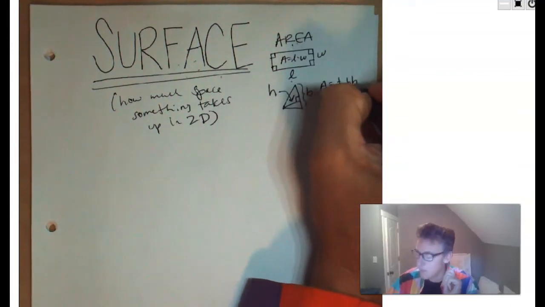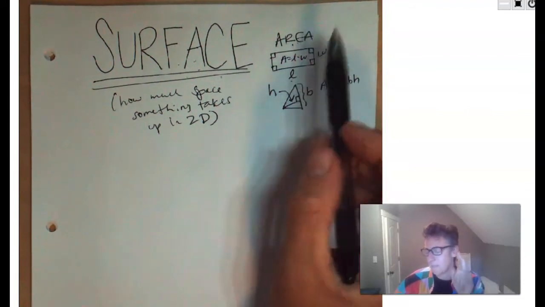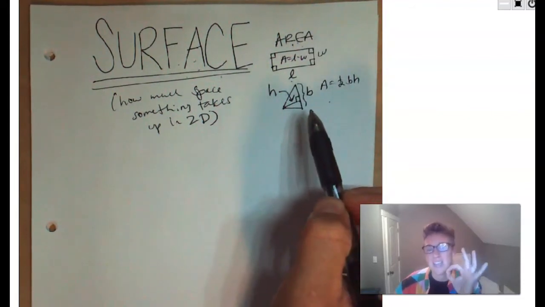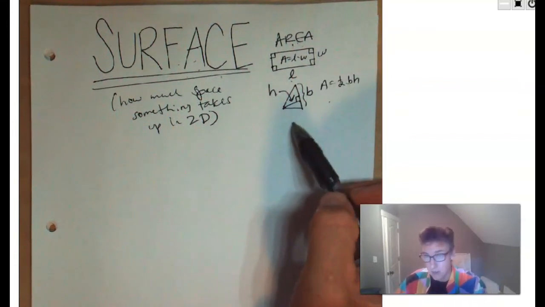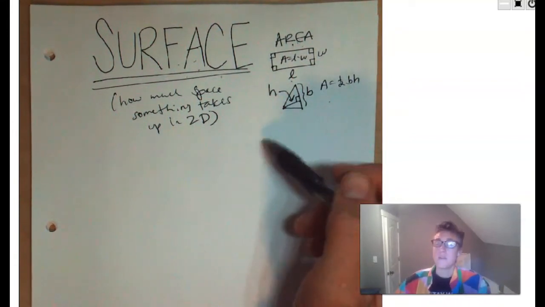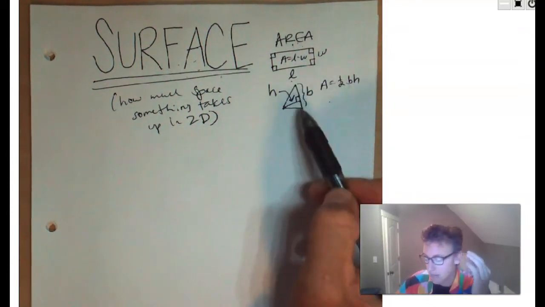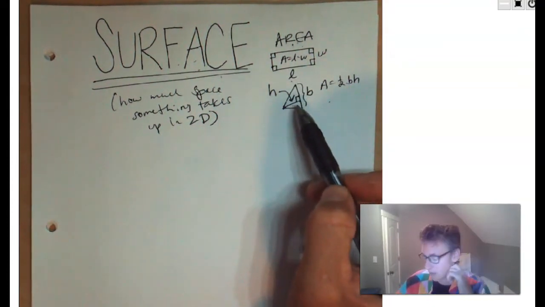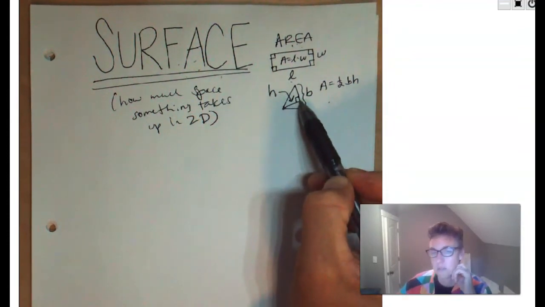Now, I labeled the base and height strangely on this triangle to prove a point: the base of a triangle can be literally any side. Any side can be the base. It doesn't have to be the bottom side. You would think that it would be, but it doesn't have to be. The height is the perpendicular distance to that base.